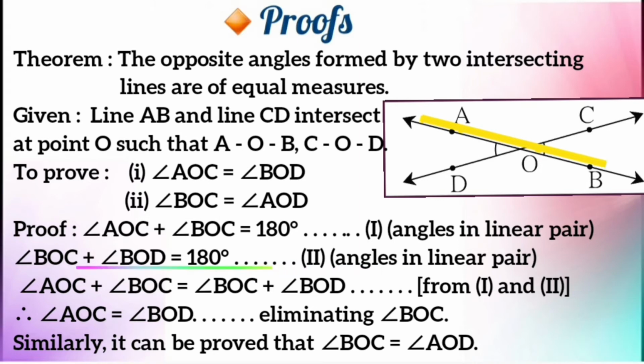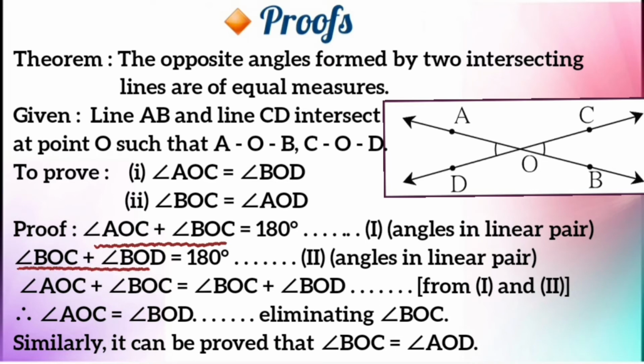And again, angle BOC plus angle BOD. If we add both of these also, then they will form 180 degrees. Why? Because they are also forming a linear pair. So therefore, in the first statement, the addition of angle AOC and angle BOC is equal to 180 degrees, and in the second statement, angle BOC plus angle BOD is also equal to 180 degrees.